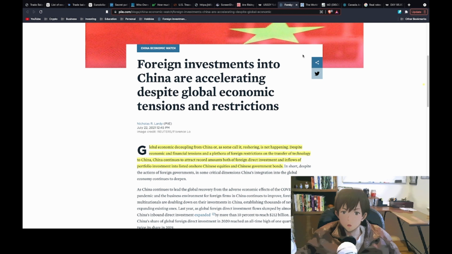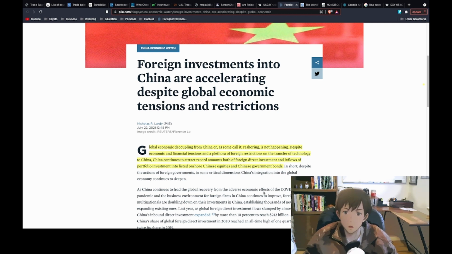So that raises the question, as foreigners begin to sell their tech stocks that they accumulated after they rotated out of Treasuries, what are they going to be moving their money into? And this is an article from July of 2021, so it's pretty recent. It says, the global economic decoupling from China, or as some call it, reshoring, is not happening. Despite economic and financial tensions and a plethora of foreign restrictions on the transfer of technology to China, China continues to attract record amounts both of foreign direct investment and inflows of portfolio investment into listed onshore Chinese equities and Chinese government bonds.